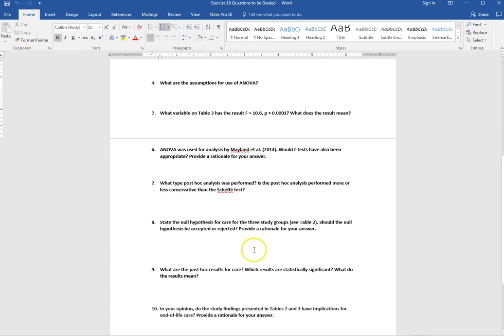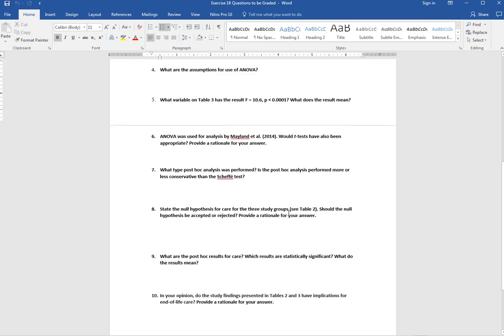And remember, every time we perform tests, we have a chance of making an error. So keep that in mind when you're looking at whether they should have done a t-test instead of the ANOVA.